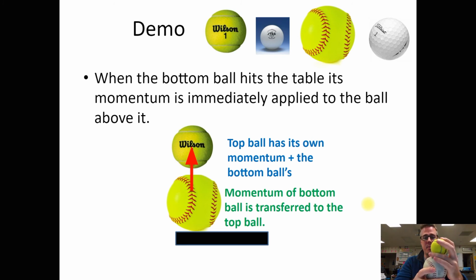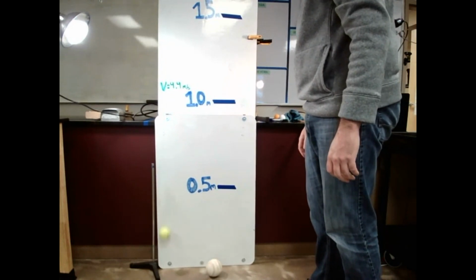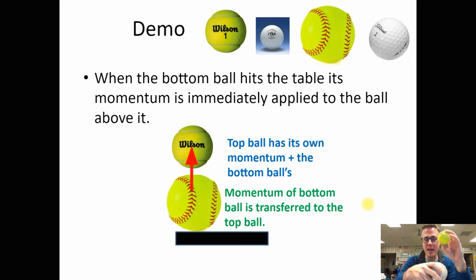Now we're going to take the tennis ball and put it on top, and that momentum from the softball is going to get transferred into the tennis ball. Let's see how that looks. As you saw, the tennis ball got a shot of extra momentum and it went flying up into the air much more than it did when it just bounced by itself. And that's because the momentum from the softball was transferred.